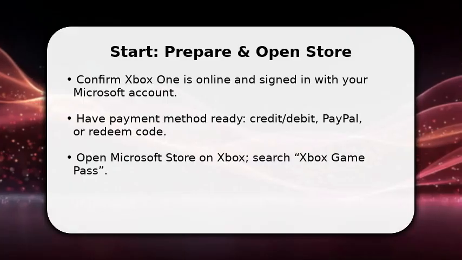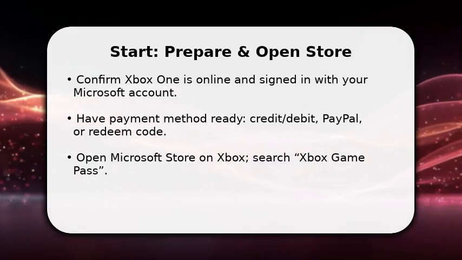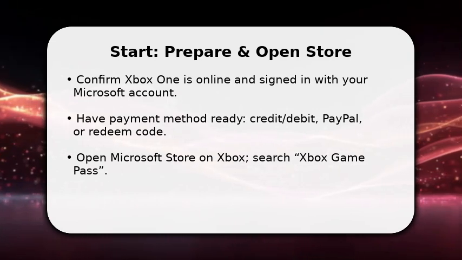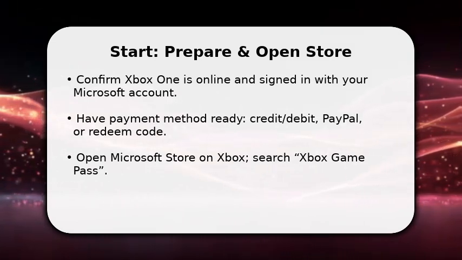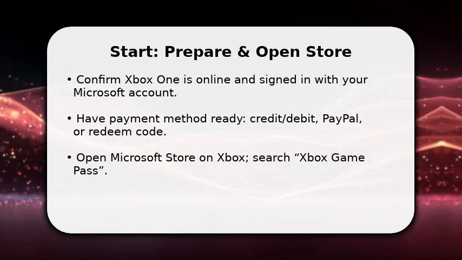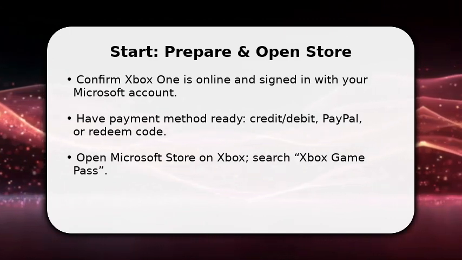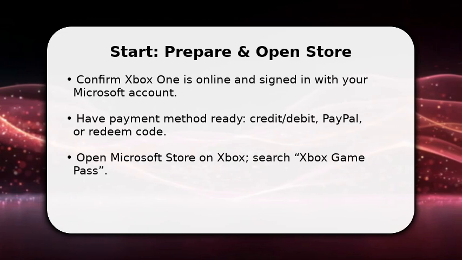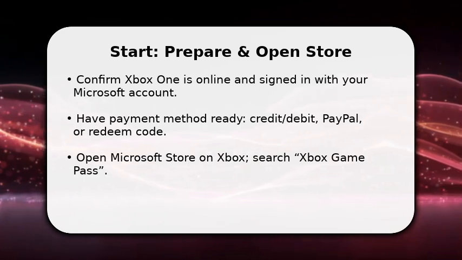You're signed in and online, so let's move. Start by launching the Microsoft Store on your Xbox One and search for Xbox Game Pass. Make sure your Microsoft account has a valid payment method or a redeem code ready. You'll need it to subscribe or claim trials.